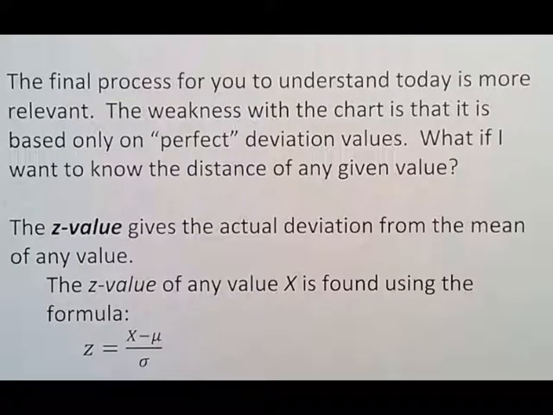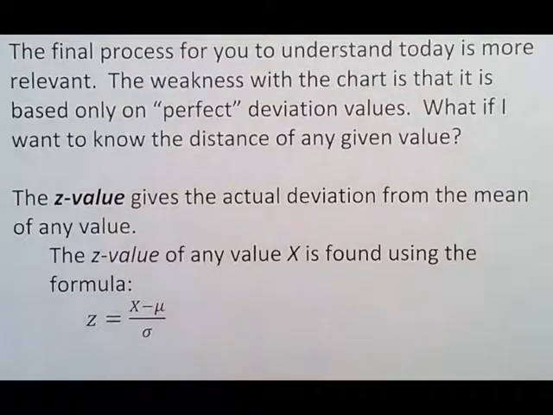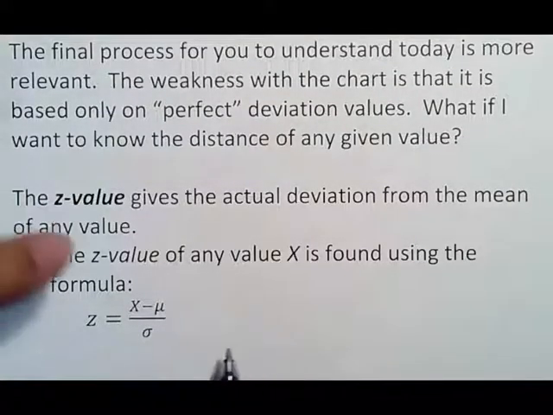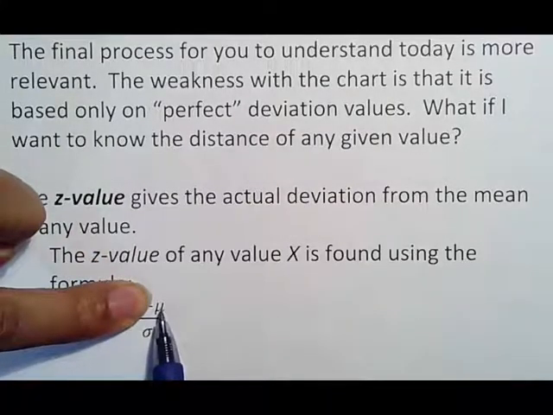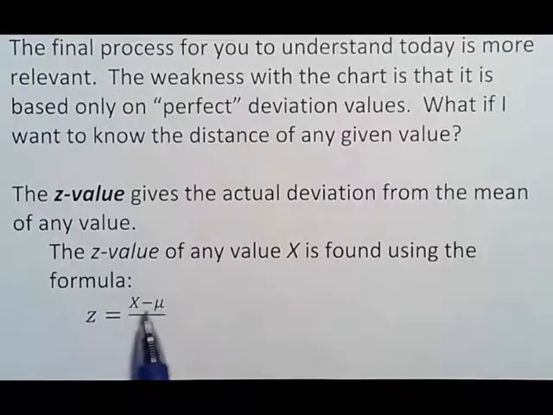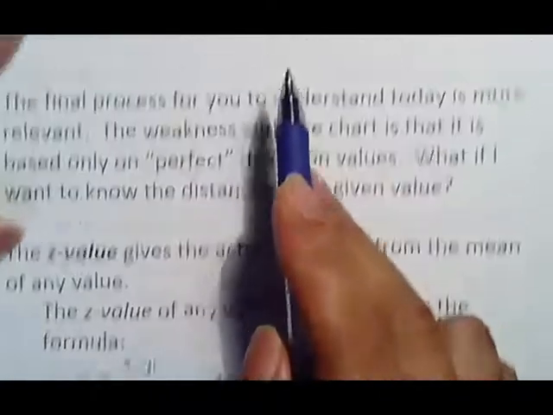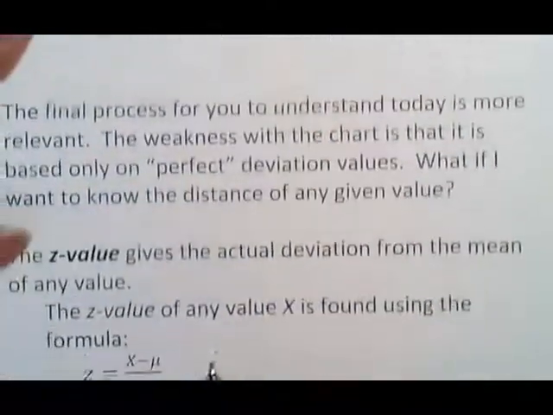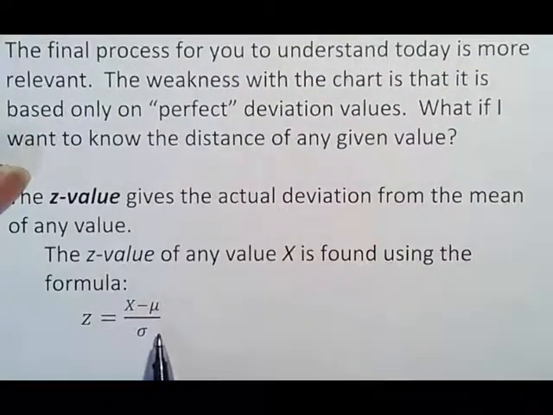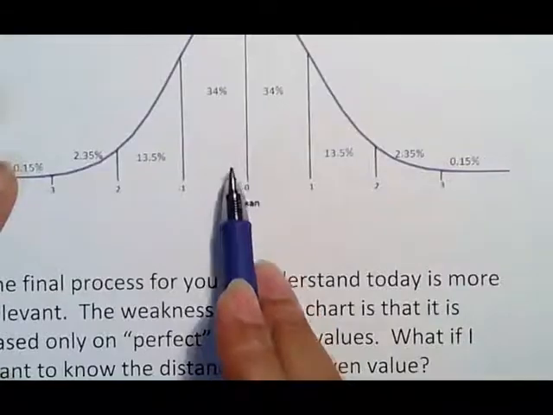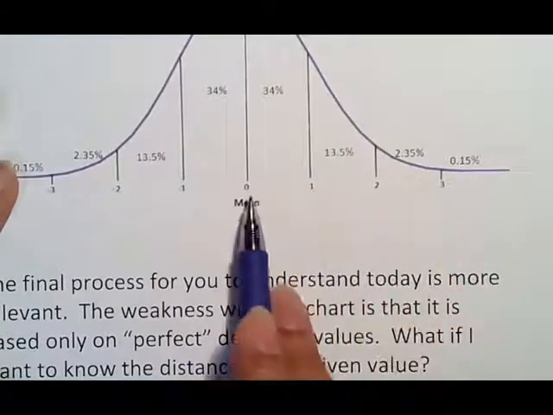The z value of any value x is found using the formula z equals whatever your value is minus the mean divided by the deviation. That makes sense, because if you're on the mean, it should be 0. The mean minus itself is 0 over that, which means you should be right here. So you take your value, subtract the mean, and divide by your deviation, because you want to know how many deviations you are away from the mean.